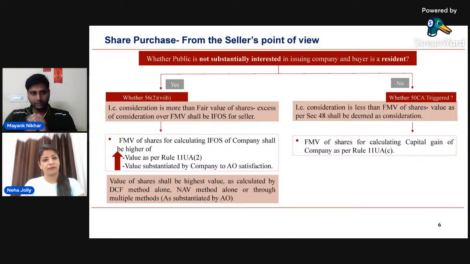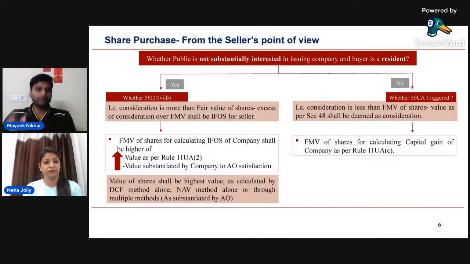Fair market value under this section shall be the higher of value as per Rule 11UA2, or whatever value that the AO is satisfied with. As Neha mentioned in the introduction, selection of a valuation methodology is a valuer's judgment. But in situations when there are regulations or methods prescribed under acts, a valuer must, and has no other choice but to, follow the regulation steps prescribed therein. So, 56(2)(viib) suggests that the fair market value shall be as per Rule 11UA.